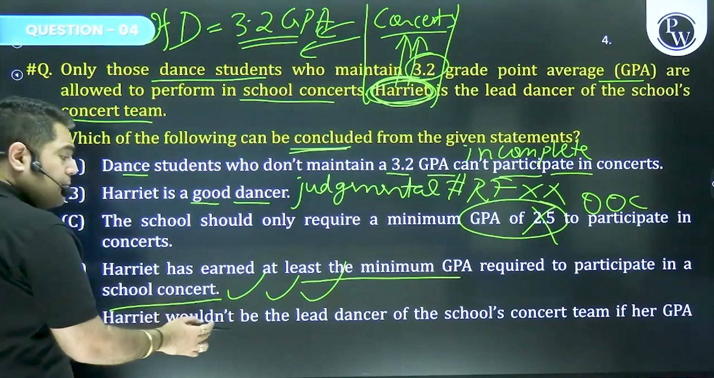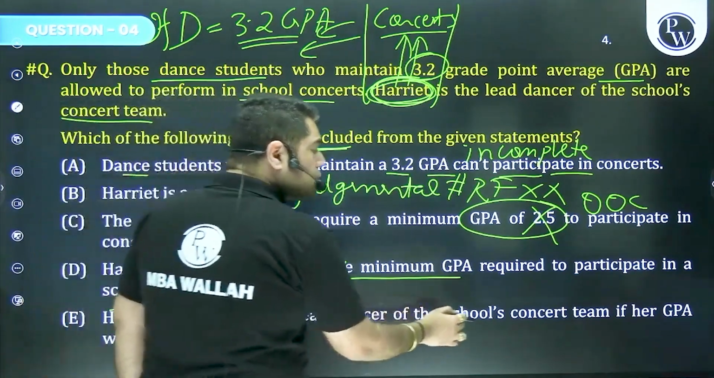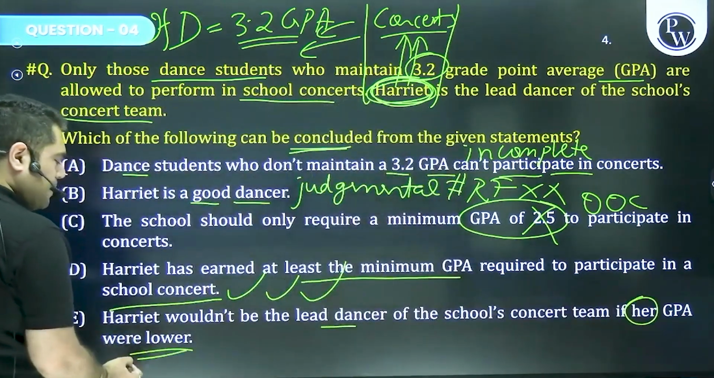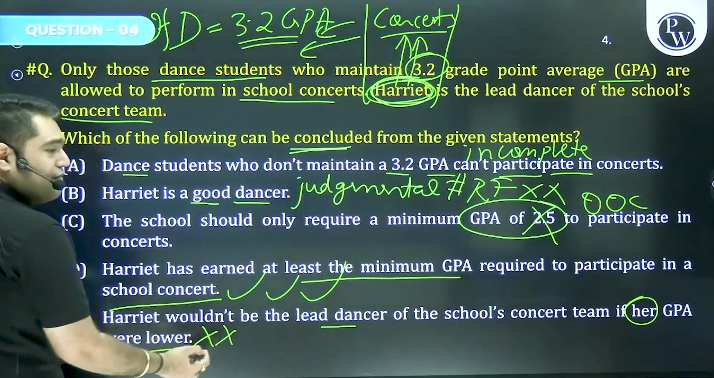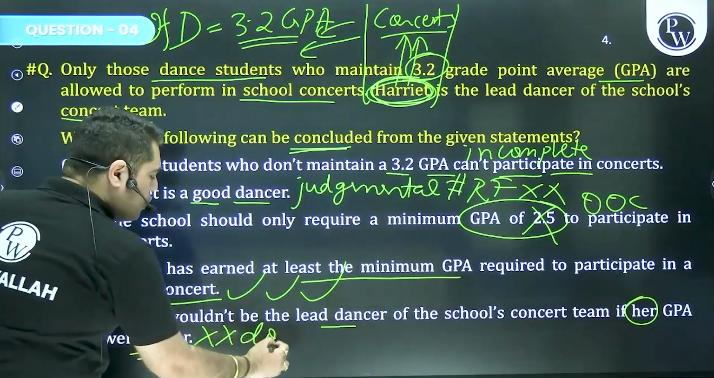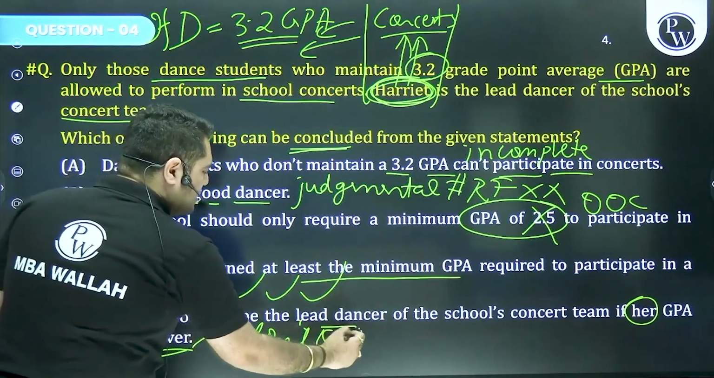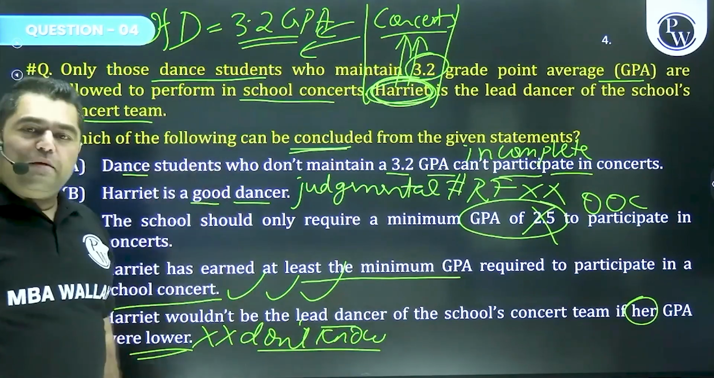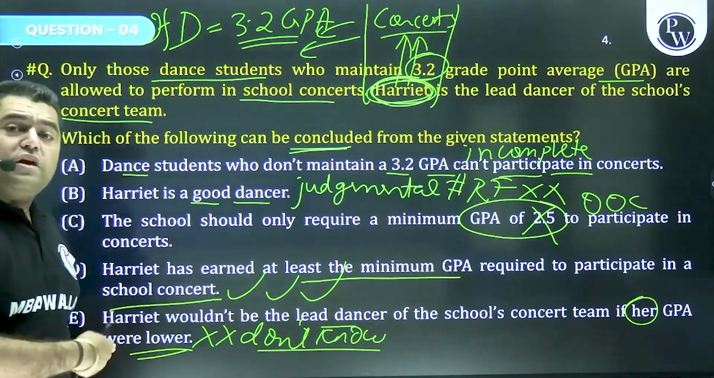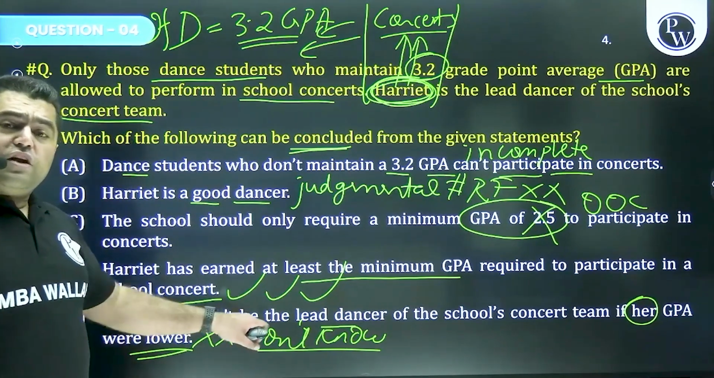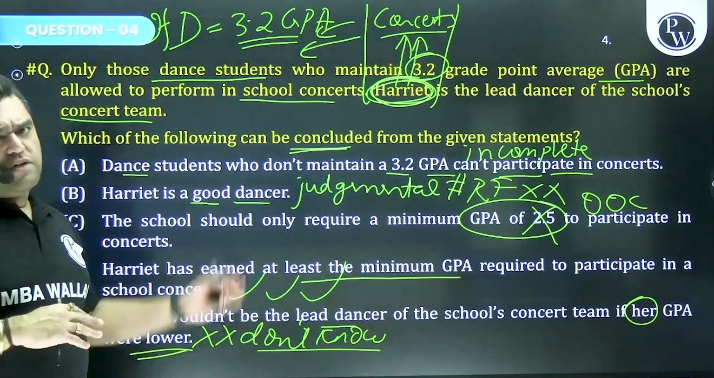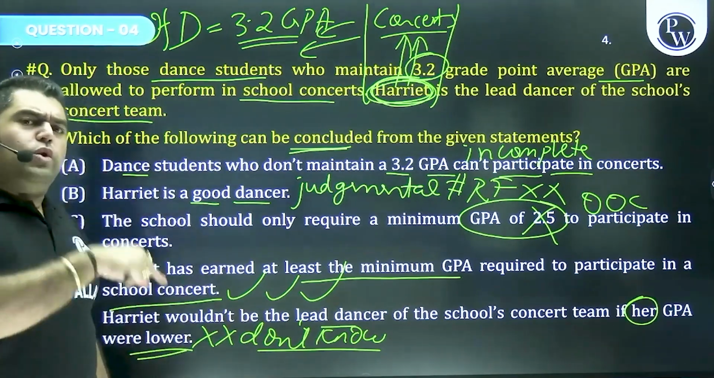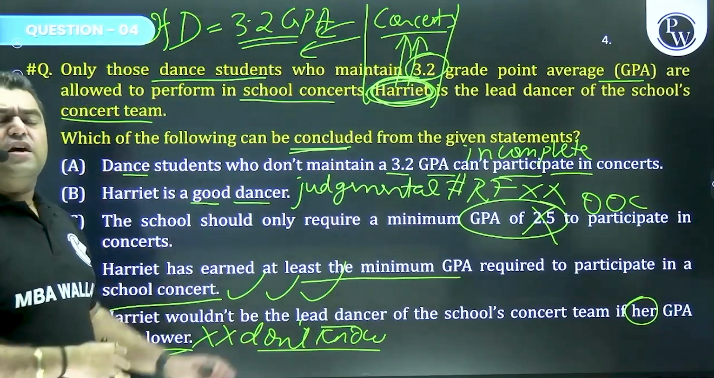Harriet wouldn't be the lead dancer of the school's concert team if her GPA was lower. People, this is wrong. Why? Because we don't know Harriet Didi's GPA. Now you may argue, sir, 3.2 is the minimum, right? I'll be like, yeah. But what if Harriet's GPA was 4? Then what if the GPA was lower, meaning 3.9? She would still qualify. And you can also say, sir, what if the GPA was 3.21? Lower would be 3.19. Then she would not qualify.